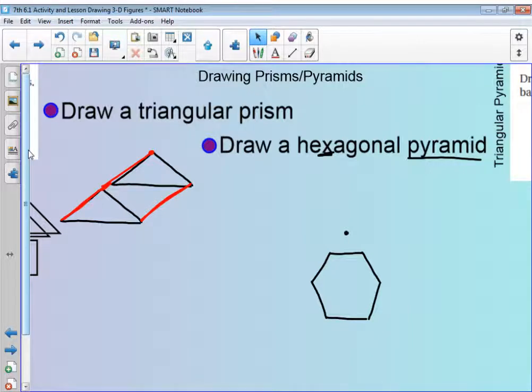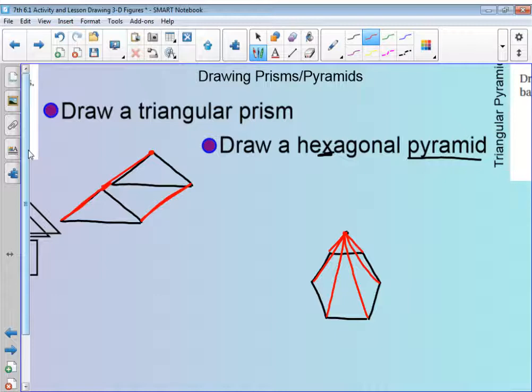And then I'm gonna connect each of my vertices to that point, as straight lines as I can. If I want it to look really good, I'd use a straight edge. Okay, so there's my hexagonal pyramid.